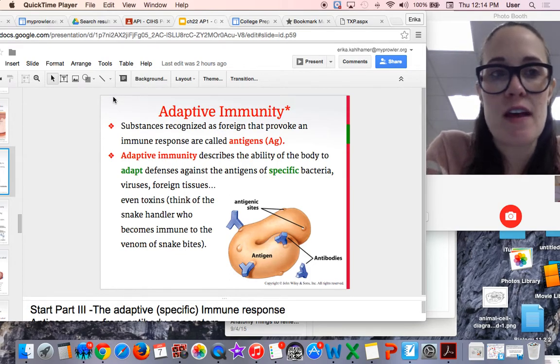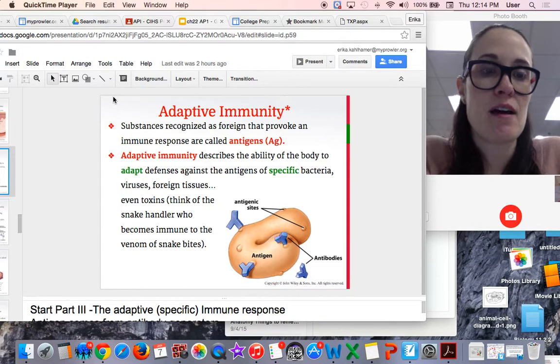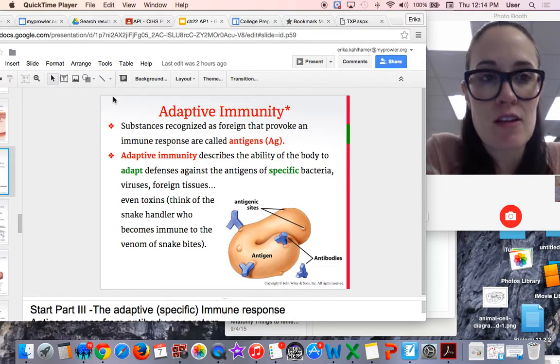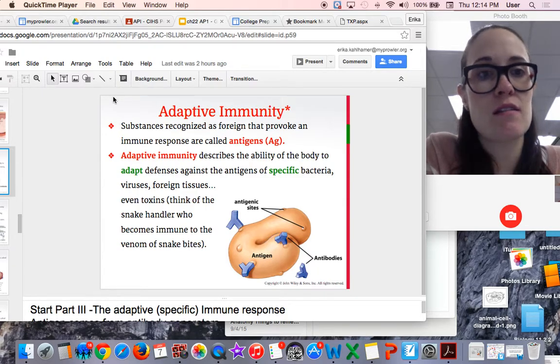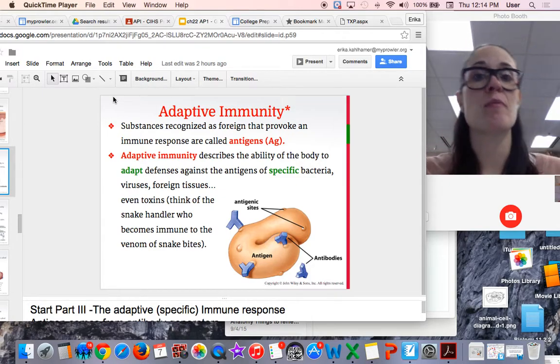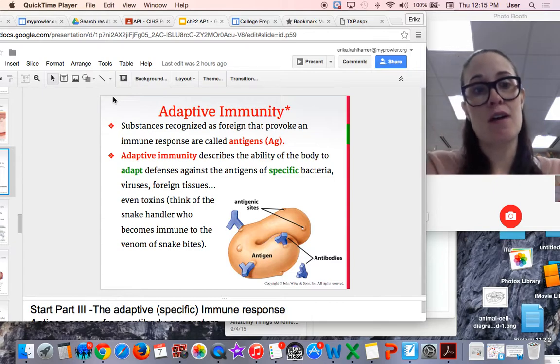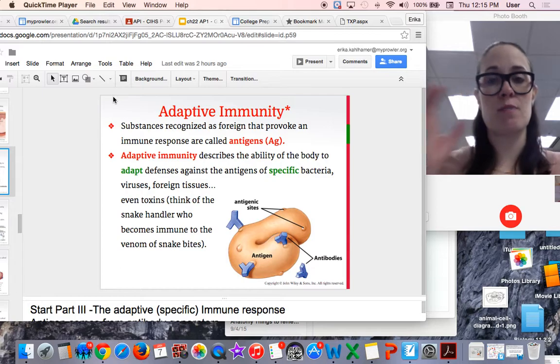Okay, so this is for Anatomy and Physiology 1, Chapter 2, Part 3, starting with adaptive immunity. We talked about these a little bit already, but to review, adaptive immunity, what makes it different is it involves the antigen-antibody relationship. Remember, an antigen is an antibody generator, and an antigen is anything that can cause your immune system to respond to it.